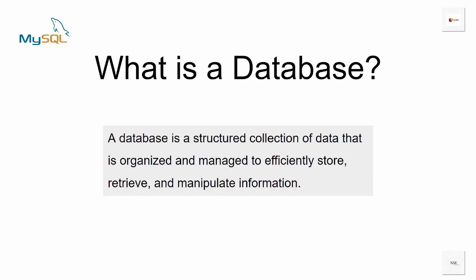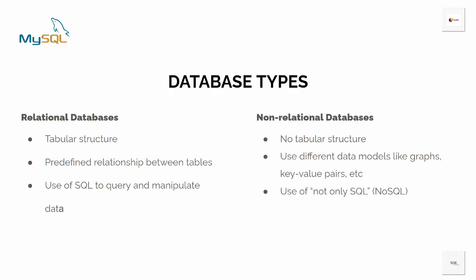A database is a structured collection of data. Databases are designed to store and organize large amounts of data. With databases, you definitely have a structured format for storing data, typically using tables with rows and columns or other data structures such as graphs, key value pairs, etc. There are different types of databases. In this lesson, we are going to consider the two major types of database: relational databases and non-relational databases.